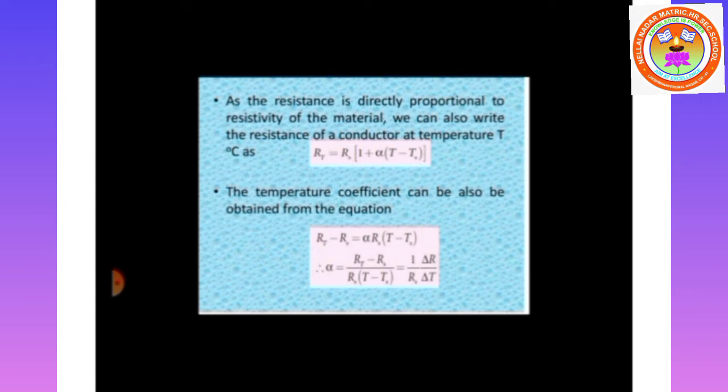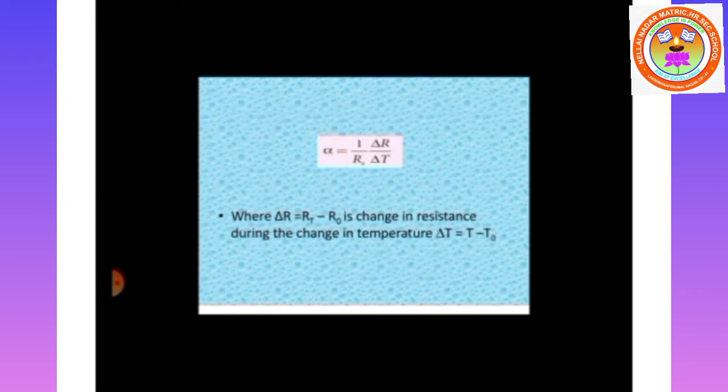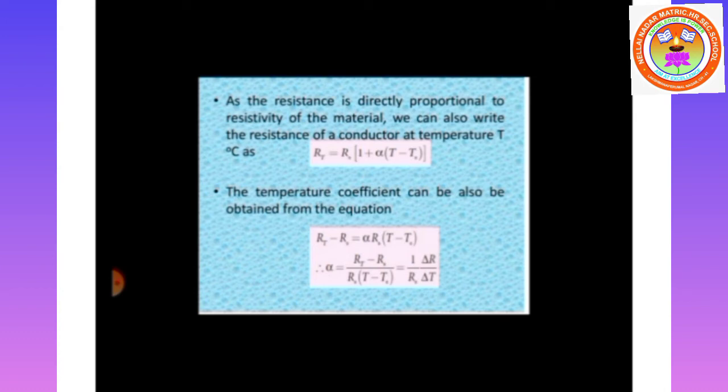Okay students, I hope that you understood. Here the resistivity is directly proportional to the resistance, so we replace that equation by resistance, that is R_T is equal to R naught into 1 plus alpha (T minus T naught).